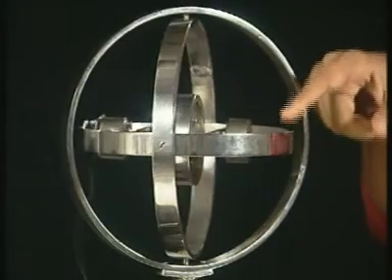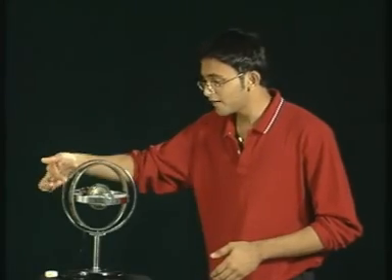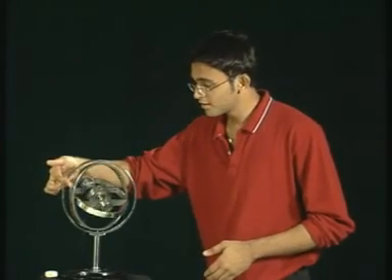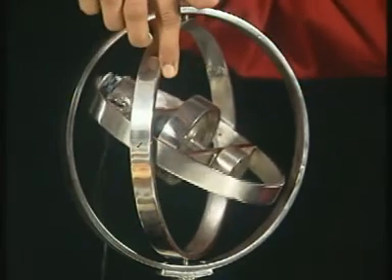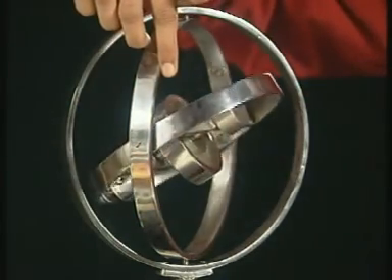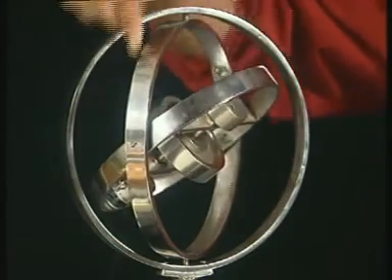But in the case of rotating bodies, the force yields a different result. Here, when I try to push the rotor in this direction, the motion of the frames is along a different direction. When I apply a force here, the motion of the frames is in an entirely different plane. This strange feature is known as precession. Precession is defined as the tendency of a spinning body to move along a perpendicular direction to the direction of the applied force.